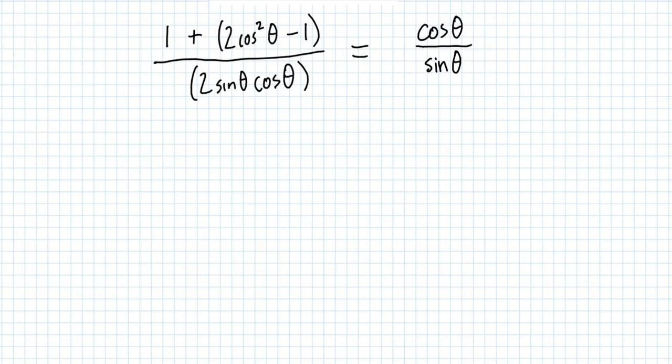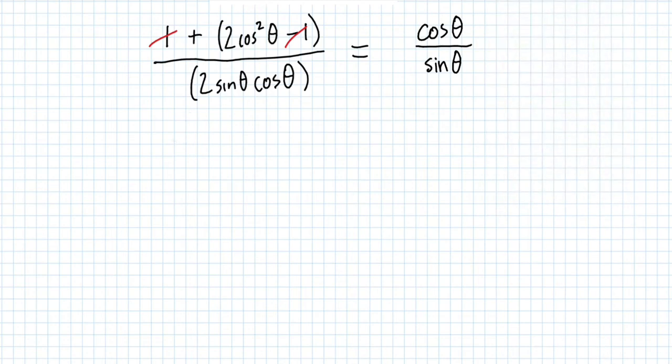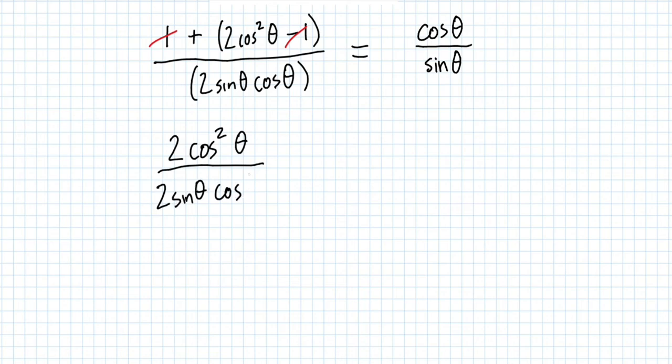Okay, so with the numerator, we can drop the brackets, and we see that we have a 1 here and a negative 1 here. So those very simply can just cancel each other out. So let's rewrite that. 2 cosine squared theta over 2 sine theta cos theta, and that equals our right side, which hasn't changed.